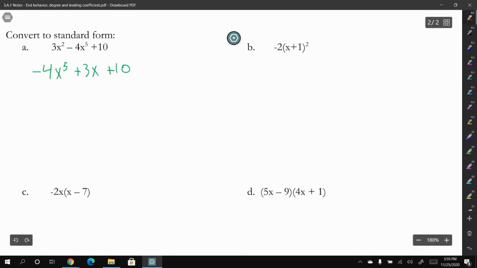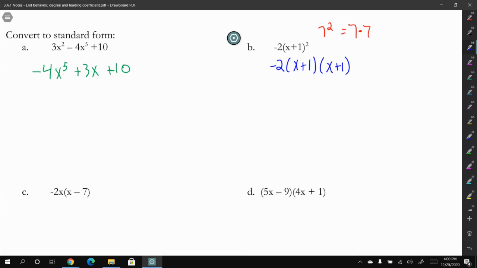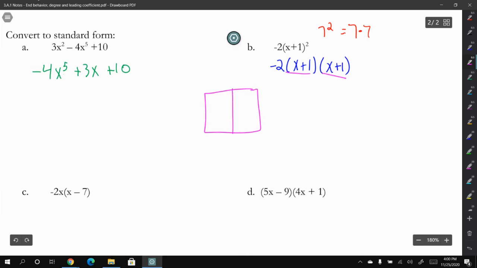Now, letter B, x plus 1 squared is not x squared plus 1 squared. Think about 7 squared. 7 squared is 7 times 7. So when you are squaring something or raising it to the second power, you're multiplying that thing by itself. So negative 2 times x plus 1 squared is really negative 2 times x plus 1 times x plus 1. So then we need to multiply this part here, x plus 1 times x plus 1, and then we'll worry about that negative 2. So we're going to multiply it using our box method.